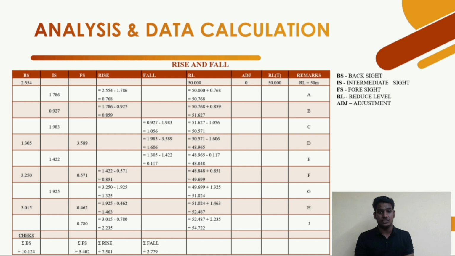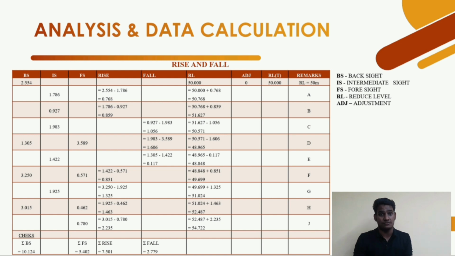Firstly, set up the leveling instrument at level position 1. Then hold the staff on the datum, reduced level plus 50 meters, and take the reading. This will be a backsight, which is 2.554, because it is the first staff reading after the level instrument has been set up. Then move the staff to A and take the reading. This will be an intermediate sight, which is 1.786. Next, move the staff to B and take the reading. This also will be an intermediate sight, which is 0.927.